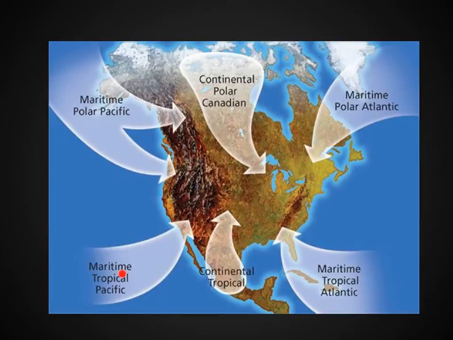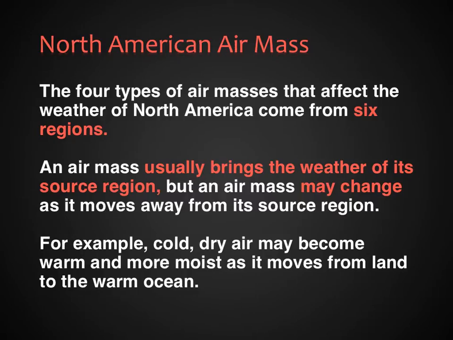Down from the south, we have the maritime tropical Pacific, a moist, warm air mass that forms over the Pacific. The continental tropical air mass is a dry, warm air mass that forms over Mexico and the deserts of the southwest. And then there's the maritime tropical Atlantic, which is a humid, warm air mass that forms over the Caribbean and some of the Atlantic Ocean. So we hit all 4 types of air masses, and they come from those 6 regions.